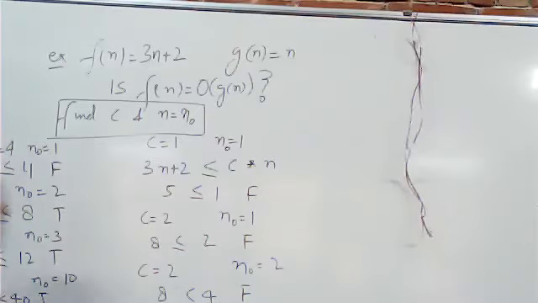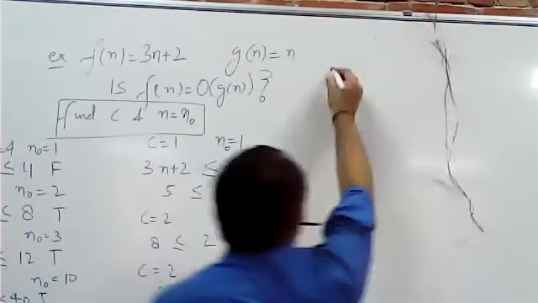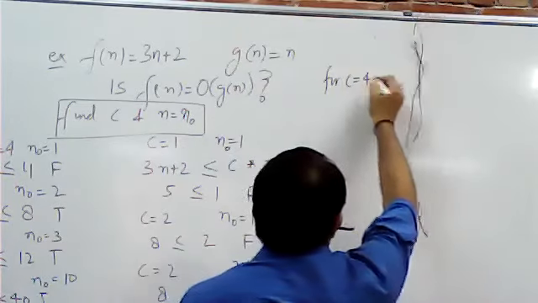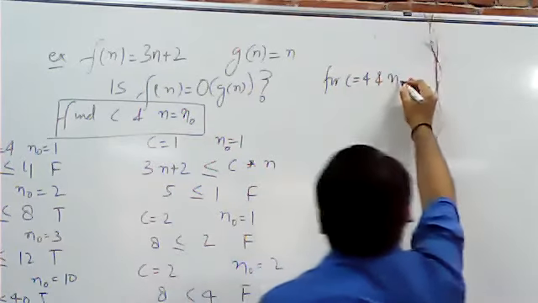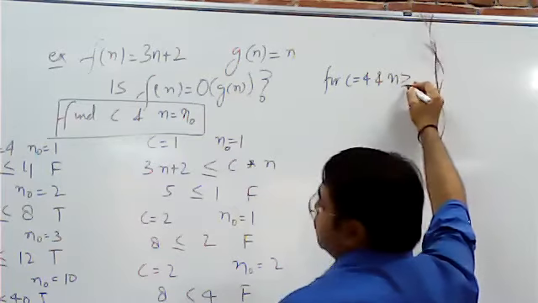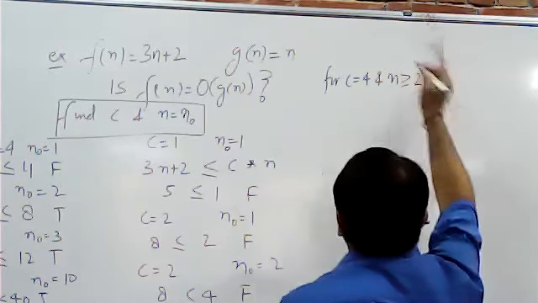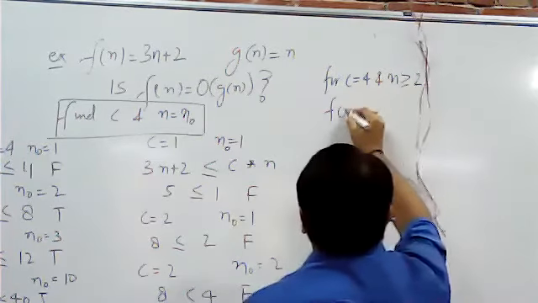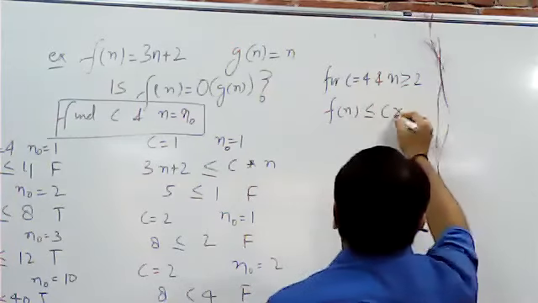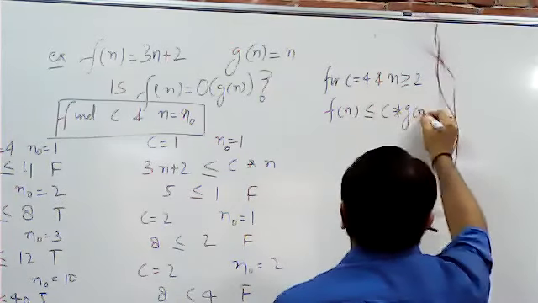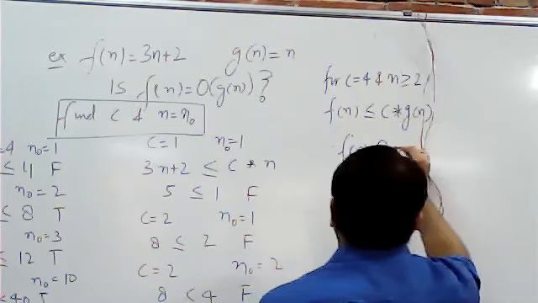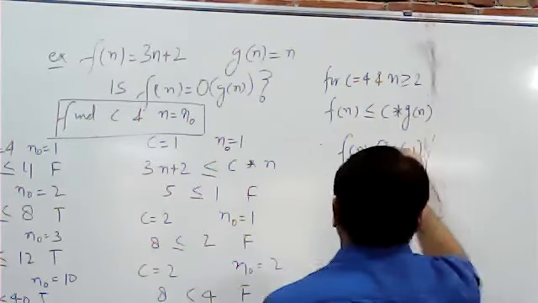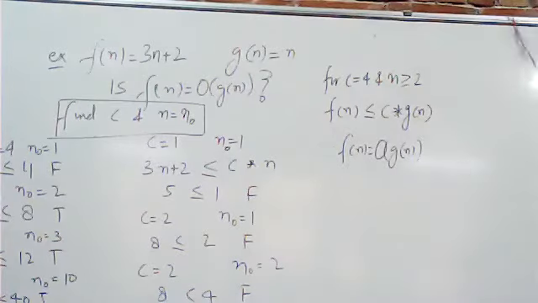So we can say that for C equal to 4 and n greater than or equal to n naught, Fn is always less than or equal to C into Gn. Therefore, Fn is equal to order of Gn. Is this clear?